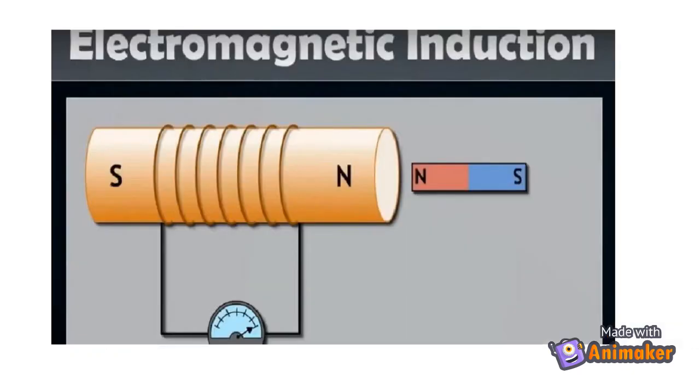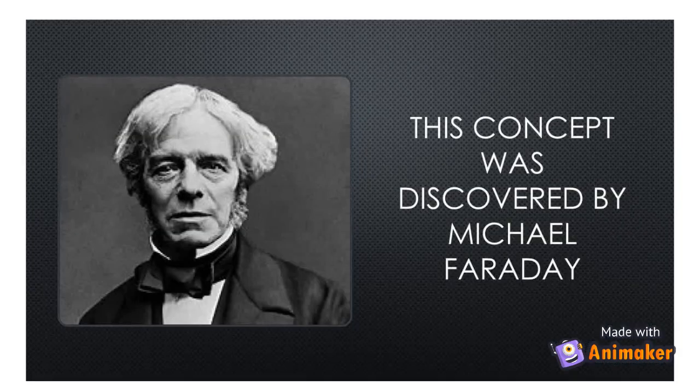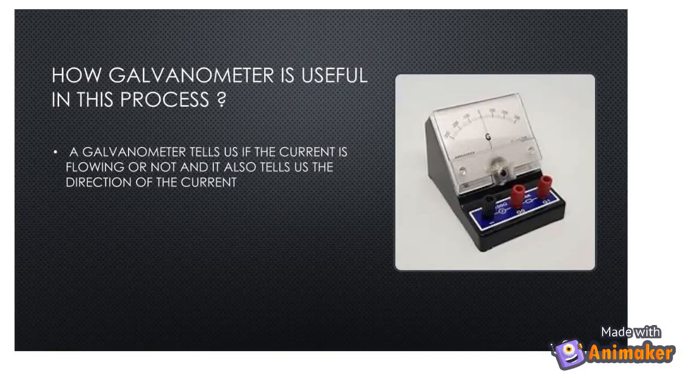Electromagnetic induction. This concept was discovered by Michael Faraday. How is a galvanometer useful in this process? A galvanometer tells us if the current is flowing or not, and it also tells the direction of the current.